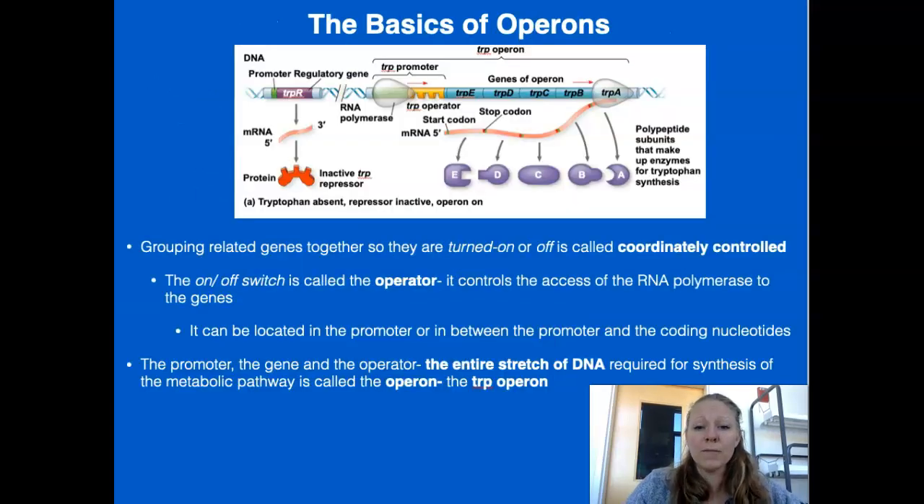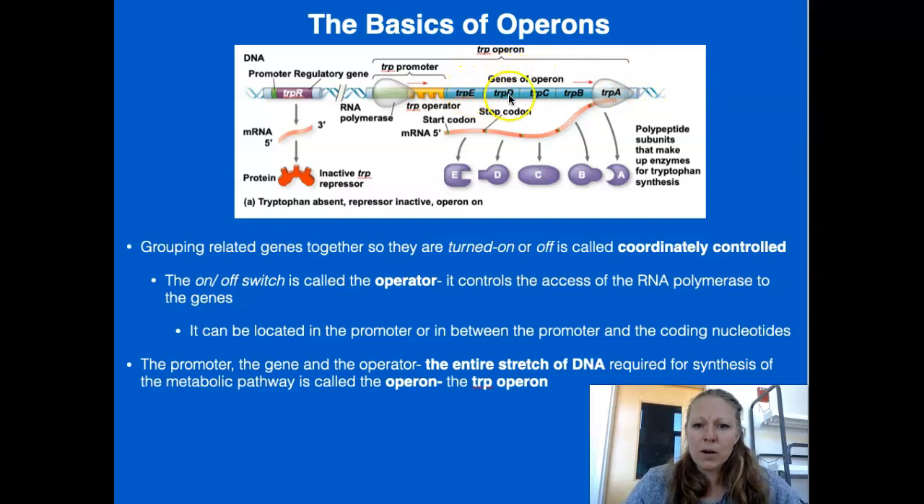The grouping of these genes together, these 5 genes in this case, in other cases a different number of genes, we call coordinately controlled. That should make a lot of sense because it's coordinating when the enzymes are going to be made so that they're made all together. Instead of having the genes in different parts of the chromosome, this can be a more efficient process.